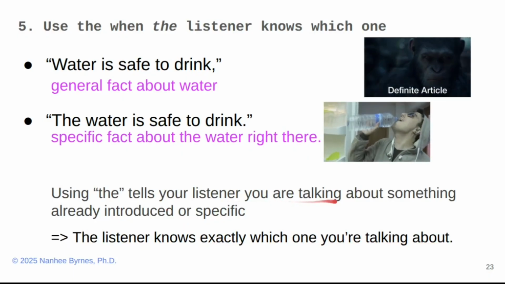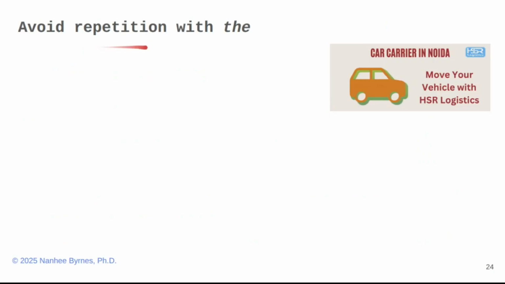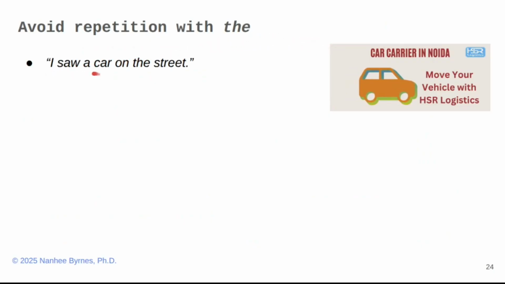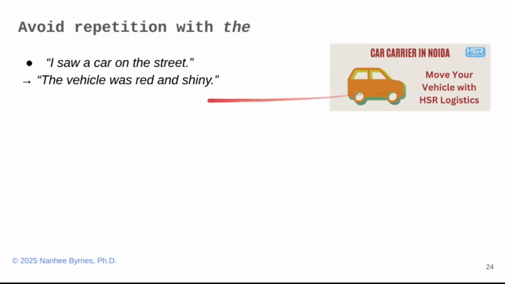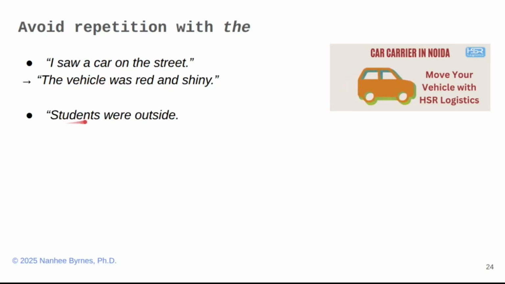Using the doesn't mean you have to repeat the exact same noun. You can use a different word to refer back. For example, if you first say, I saw a car on the street, you can continue, the vehicle was red and shiny. Here, vehicle refers back to the car without repeating the word.